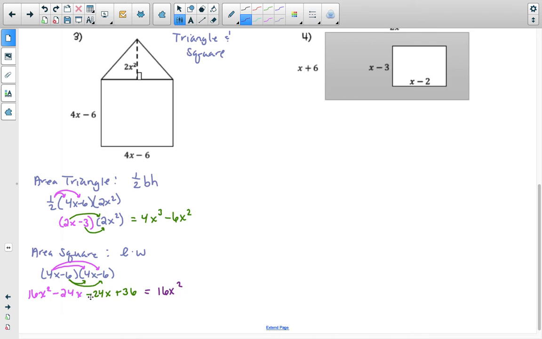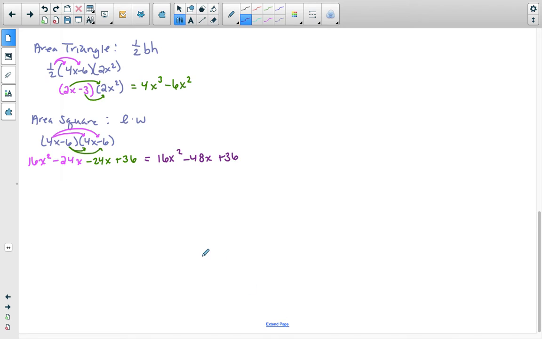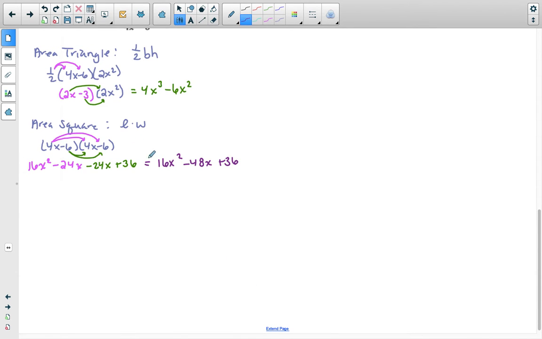A negative 24 and negative 24 is a negative 48. Be careful when you're combining. And a positive 36. So the area of our square is 16x squared minus 48x plus 36 units squared. Now to find the entire figure, we want to add our two areas together. So we're going to add our triangle plus our square.